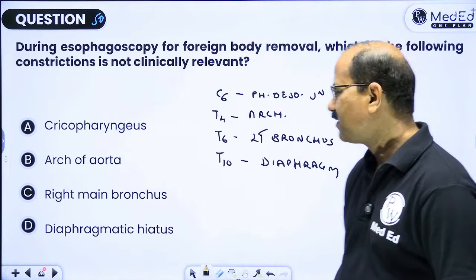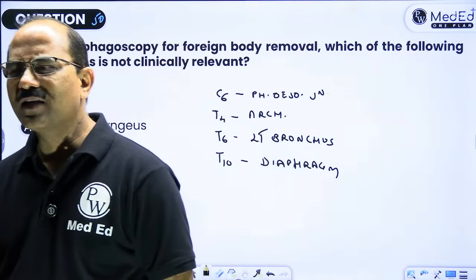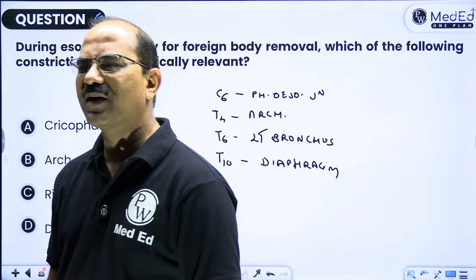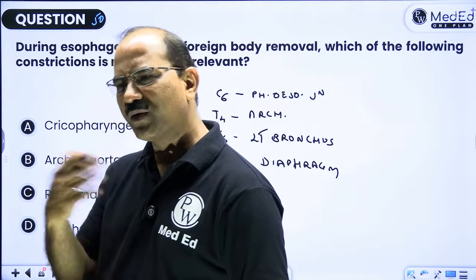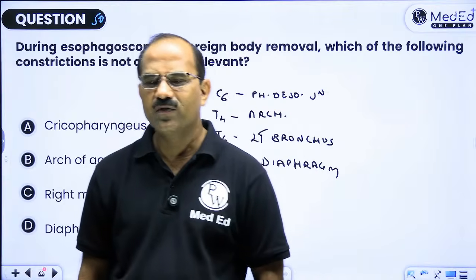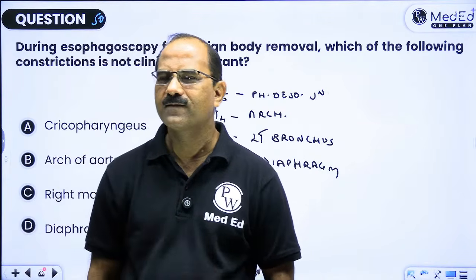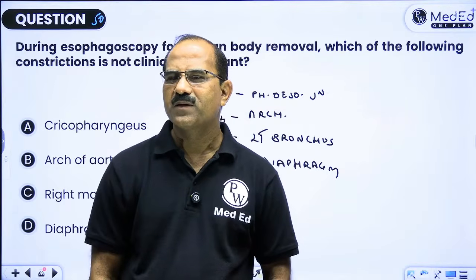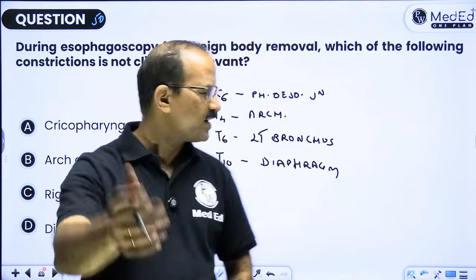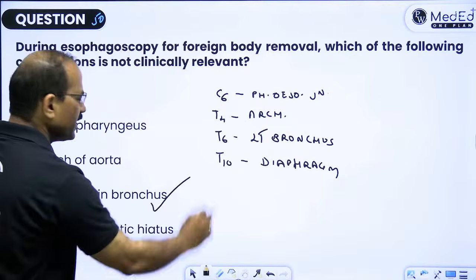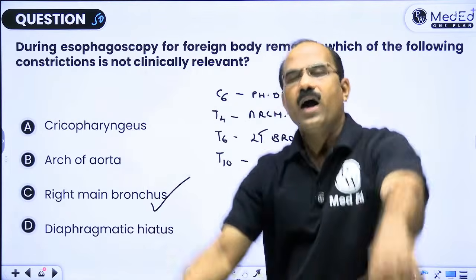हाँ, आंसर ए कैसे होगा बच्चे? क्रिकोफैरिंक्स pharyngoesophageal junction. Cricopharynx pharyngoesophageal junction. Answer is ये C. Answer is C for this.